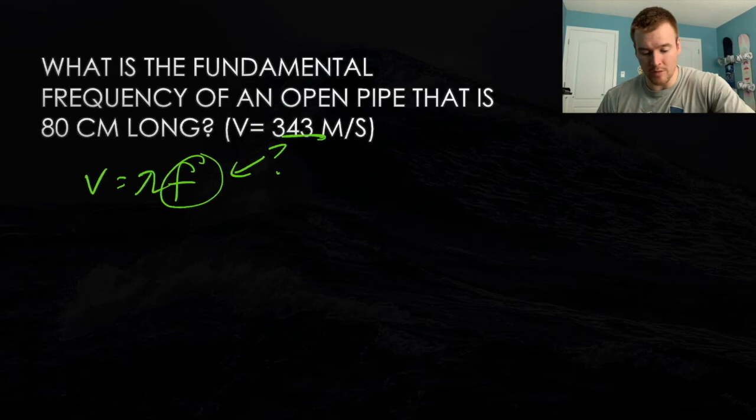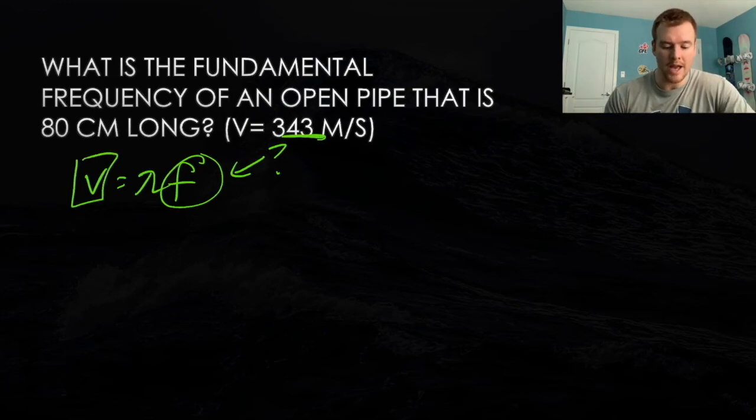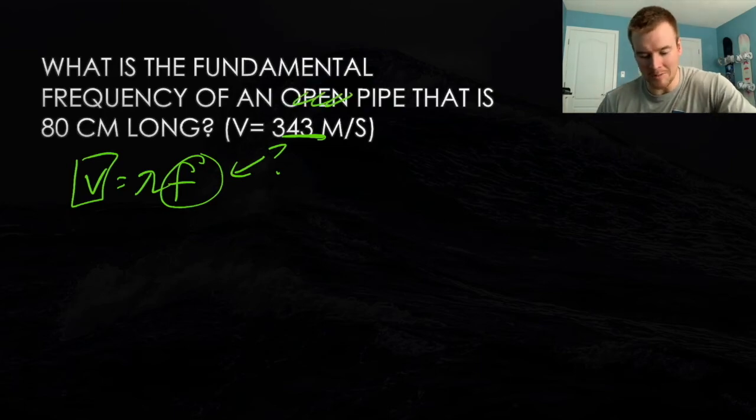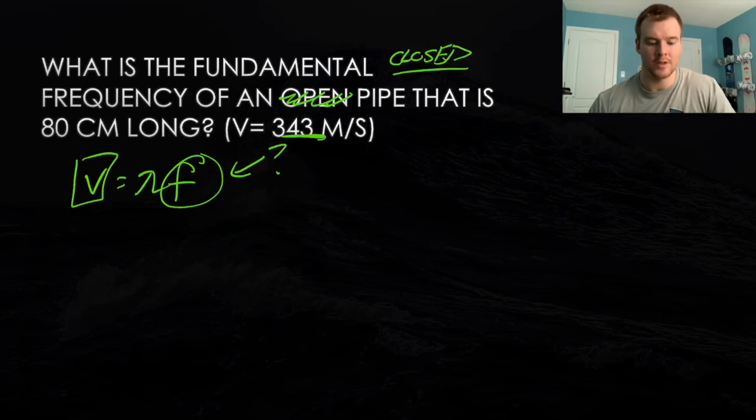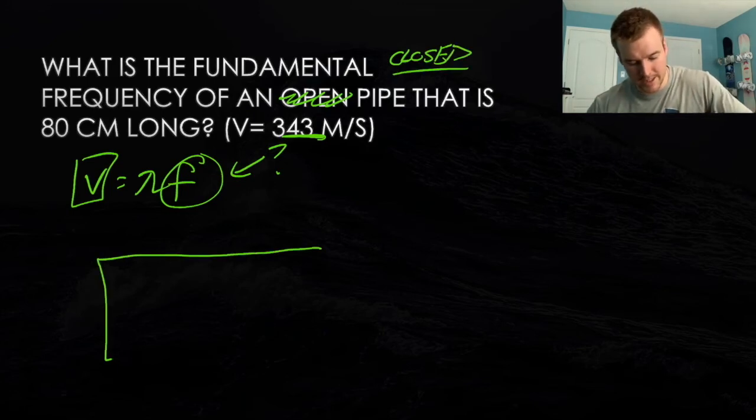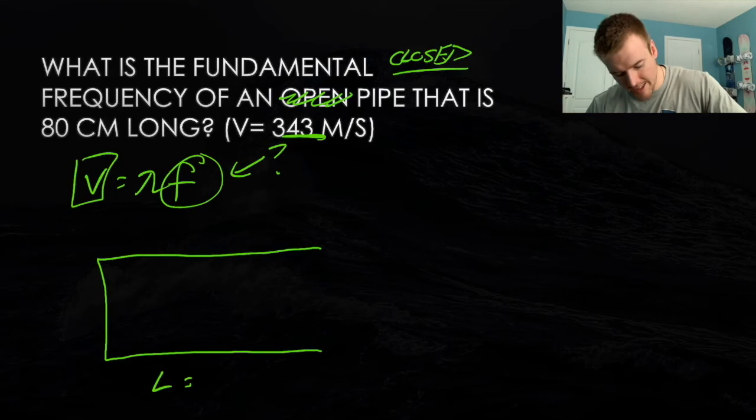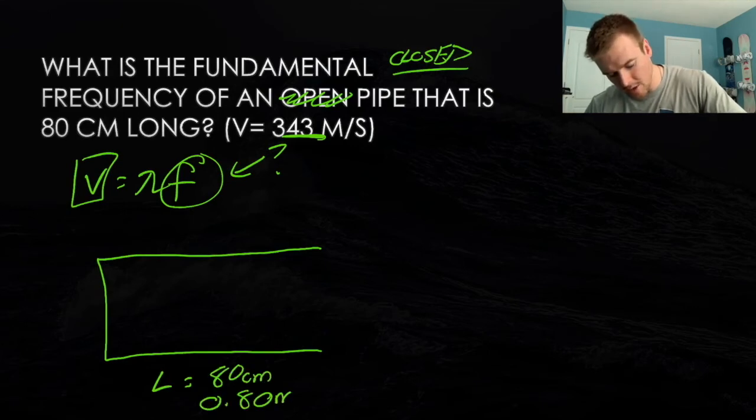So we must have some other information about this equation. Well, we already see that 343 meters per second is given to us, so that's velocity. All we have to determine now is the wavelength. And it says the fundamental frequency in an 80 centimeter long open pipe. Actually, sorry, we're dealing with closed pipes in this lesson. Let's change that to closed pipe. So let's draw a pipe looking like this. And it says the length of that is equal to 80 centimeters, or 0.80 meters.